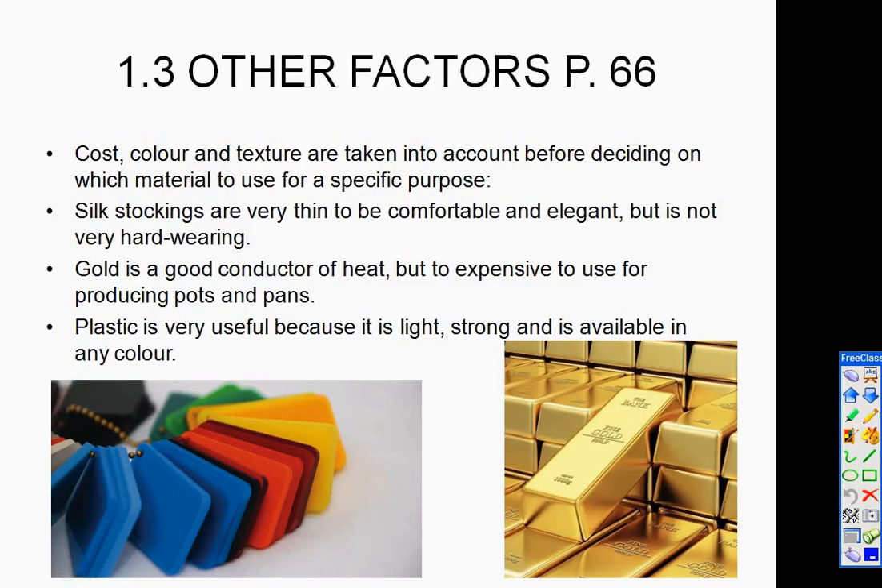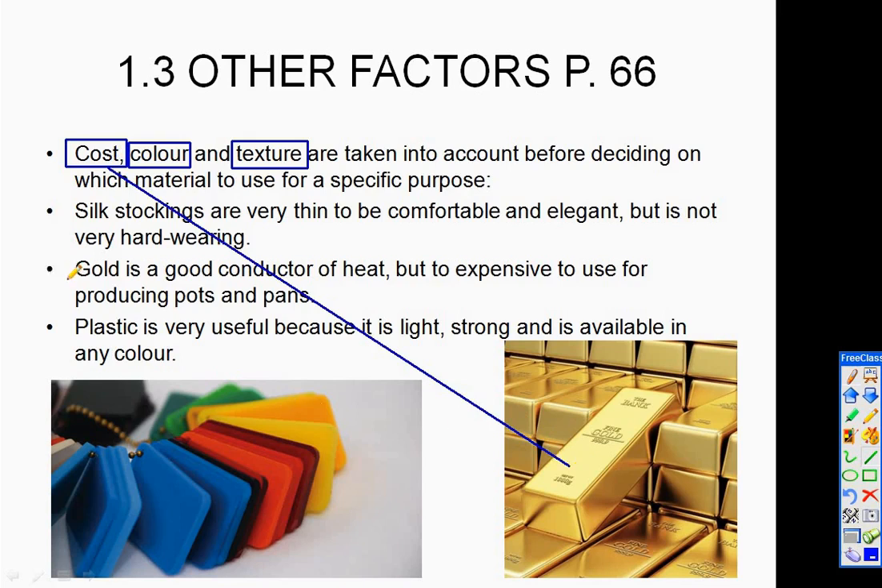We have learned about the properties of materials. Other factors that we need to take into consideration when we choose a material are the cost: what does a material cost? What is the color of the material? What is the texture of a material? If I use an example for the cost, gold is the best conductor of electricity and heat that you will ever find.